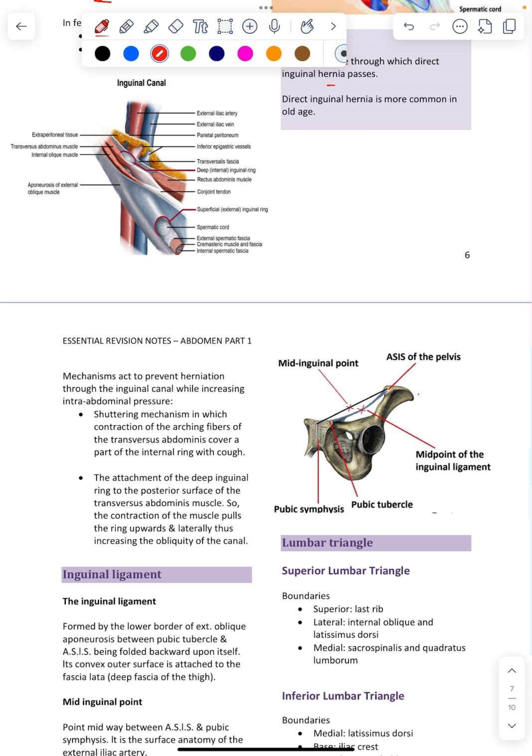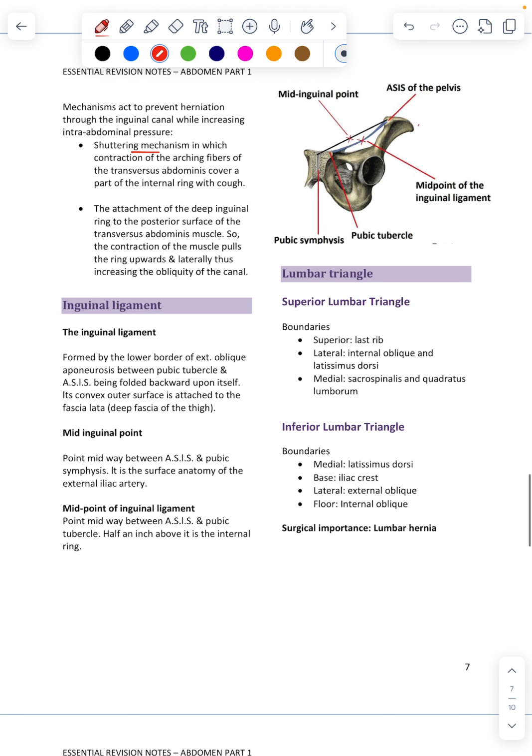This mechanism acts to prevent herniations. Inguinal canal shuttering mechanism: arches of the transversus abdominis, attachment of the deep inguinal ring to the posterior transversus abdominis, so the contraction of the muscles closes the canal. Inguinal ligament forms the lower border of the external oblique muscle.